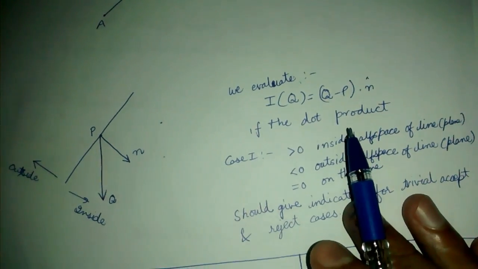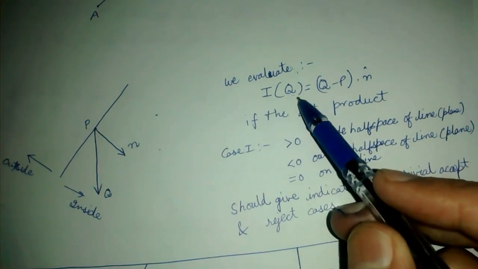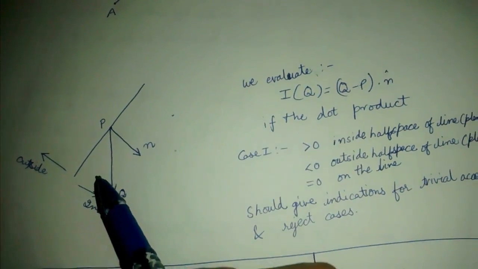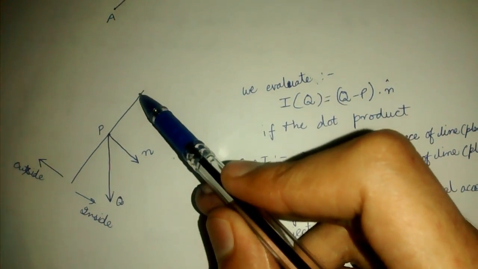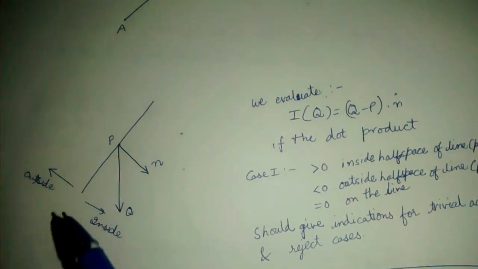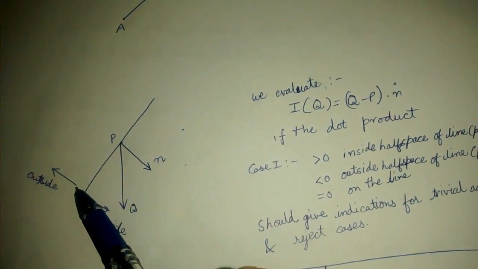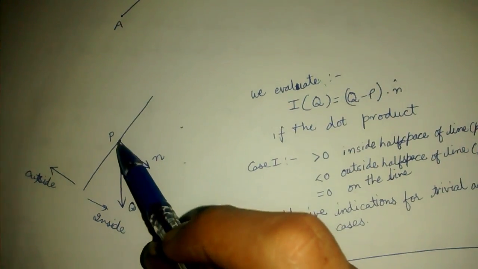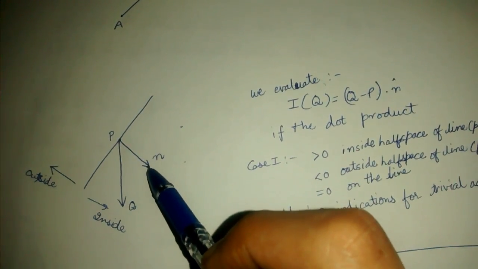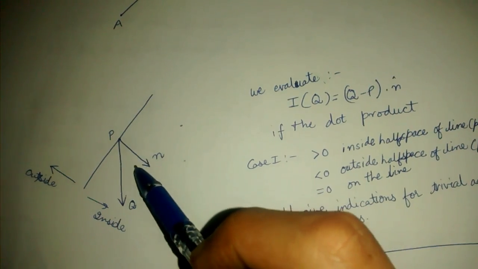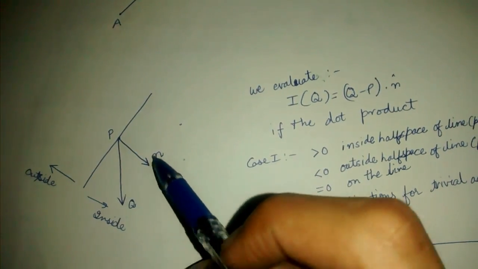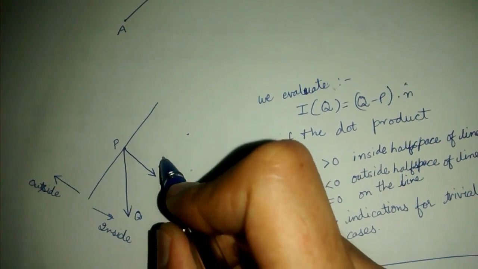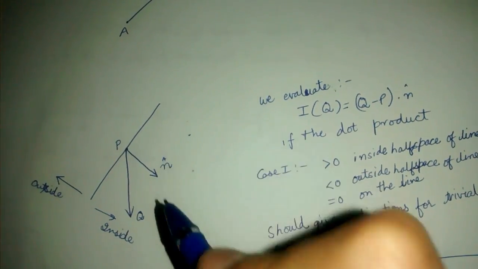Now we evaluate the function I(Q). Let's say this is an edge of a polygon, this is the outside area and this is the inside area, and this is the normal which is towards the inside area. Let's say the normal vector is a unit vector, so we can call it n cap.